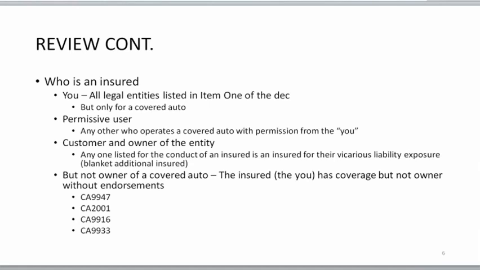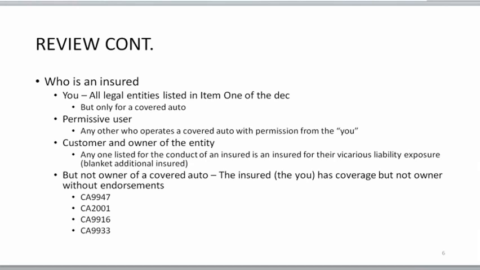CA 9916, employee as additional insured, that is in excess of the employee's individual policy. That would be used if your business has employees that operate a personal vehicle, someone going to get the mail, someone going to get lunch. In the trucking industry and the auto commercial industry, it'd be a mechanic who has their own pickup truck, could be a sales rep, anybody like that.